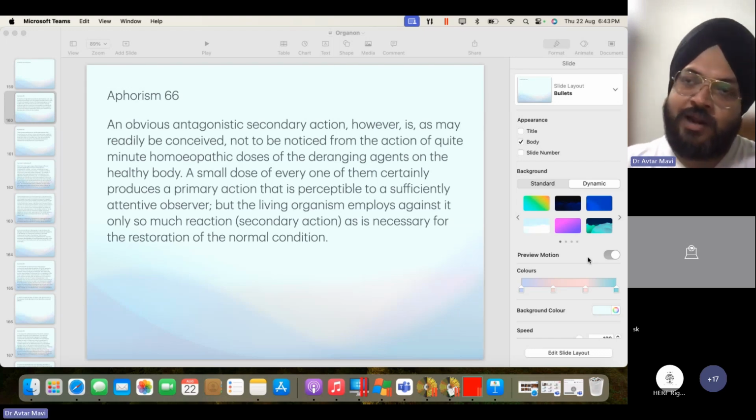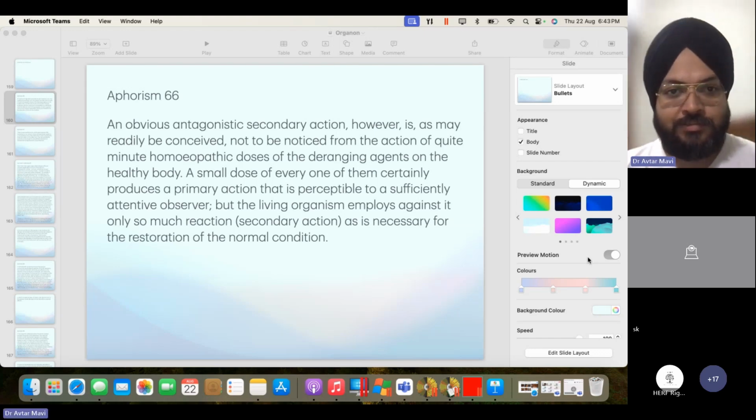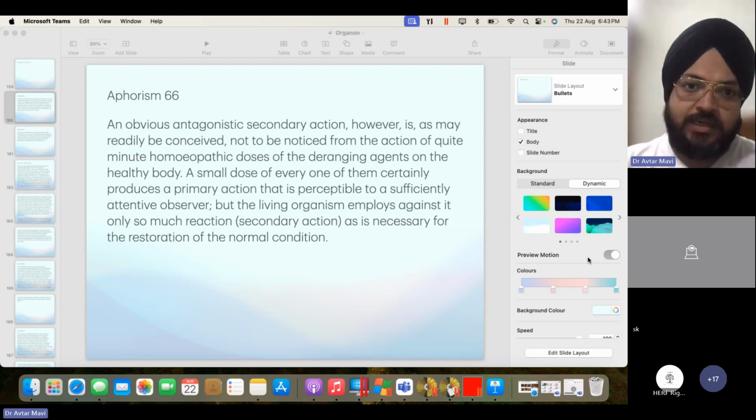But the reaction of the life force is completely opposite. It is completely opposite. This is a common nature of the force, the life force, that if we are producing something against it, it will always repel back.